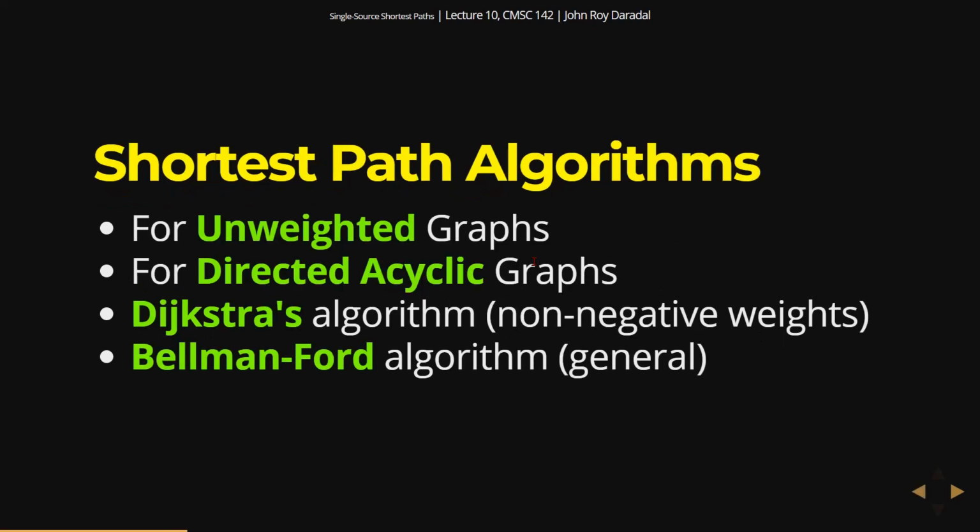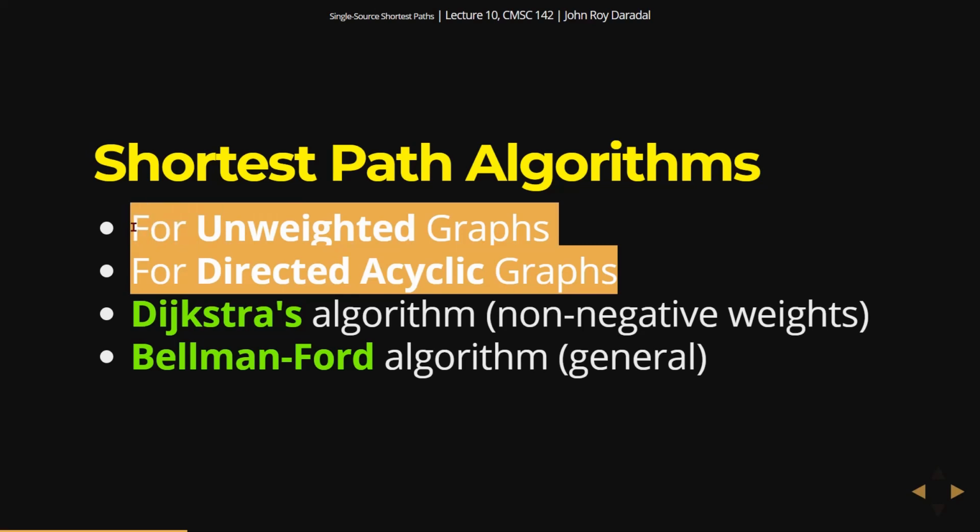Now, for the shortest path algorithms, in part 1, we will discuss shortest path algorithms for unweighted graphs and for directed acyclic graphs, or DAGs. And then in part 2, we will discuss Dijkstra's algorithm for graphs with non-negative weights, and then the Bellman-Ford algorithm that will solve the shortest path problem for general graphs. Okay, so for now, we'll focus on these two first.